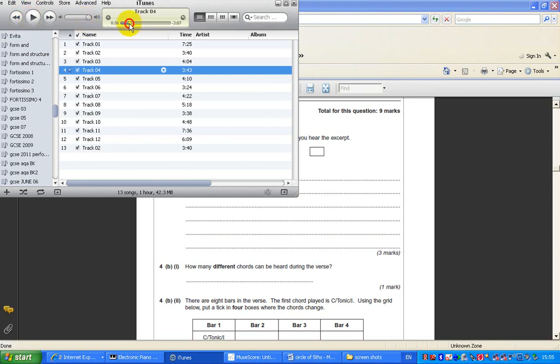Okay, so I'm just going to rewind that back again, and let's really focus in now on what's happening in that intro. Here is the excerpt for the first time.